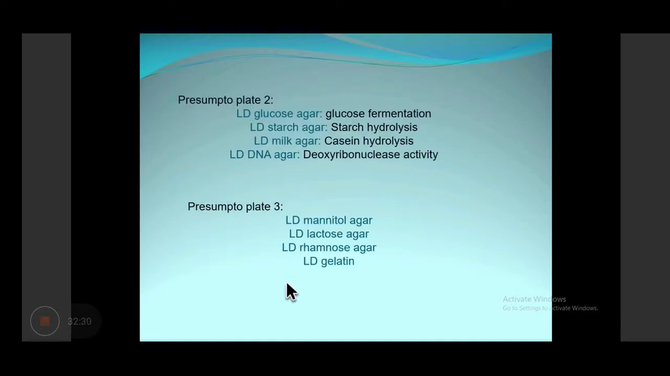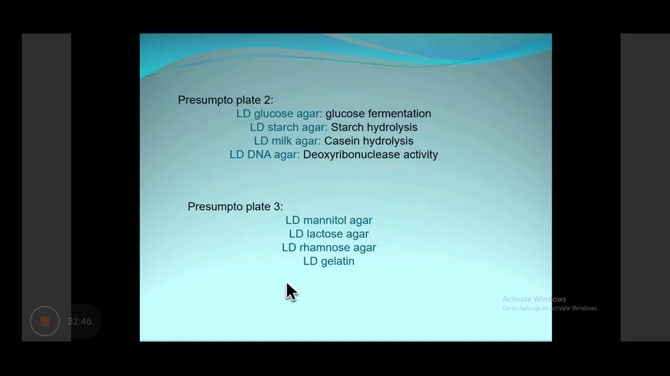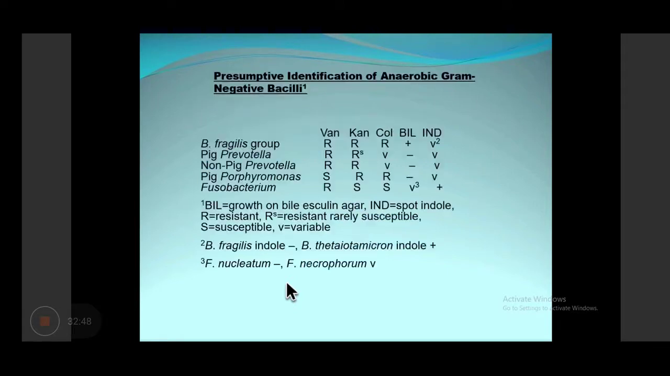Lecithin agar, gelatin agar, mannitol agar, and starch agar are used for further identification of bacteria. So what are the pigment producing anaerobic bacteria? You should know the pigment producing bacteria.